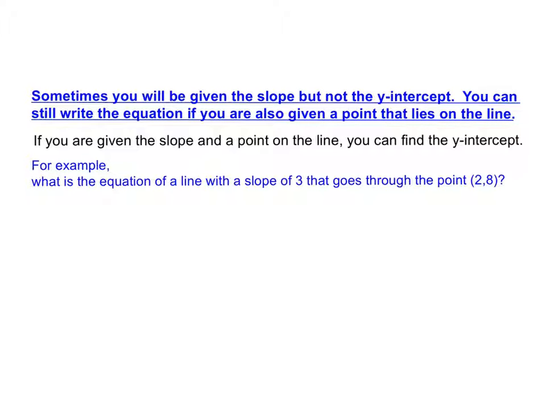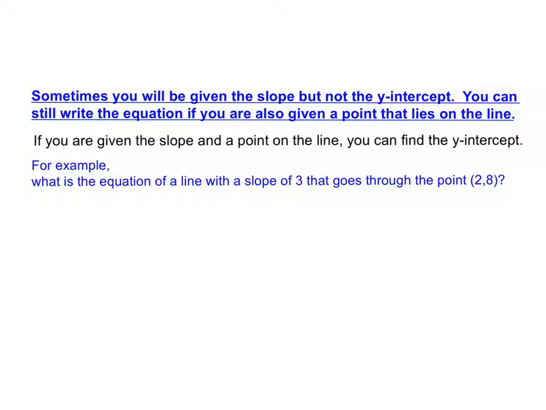So, here's an example. We want to figure out what the equation of a line is that has slope 3 and goes through the point (2, 8). Now that point (2, 8) is not the y-intercept, because if it was, then the x-coordinate would have to be 0. So that's just some point that lies on the line. And the line has slope 3. So I'm going to show you how to do this.